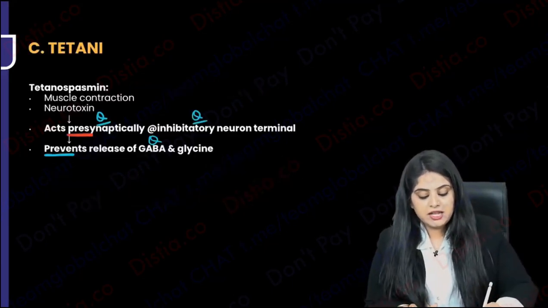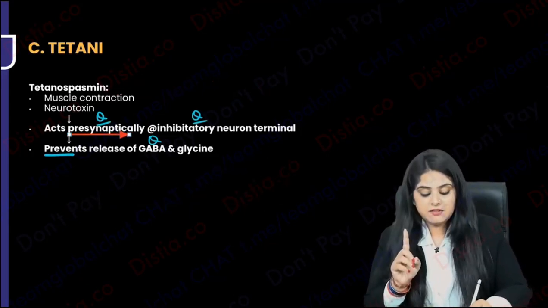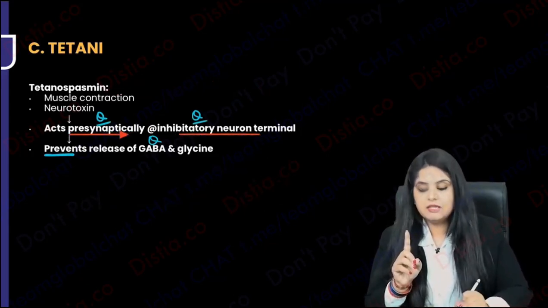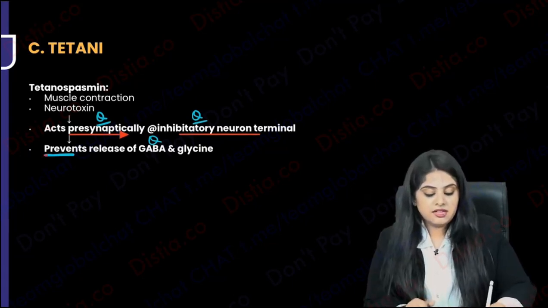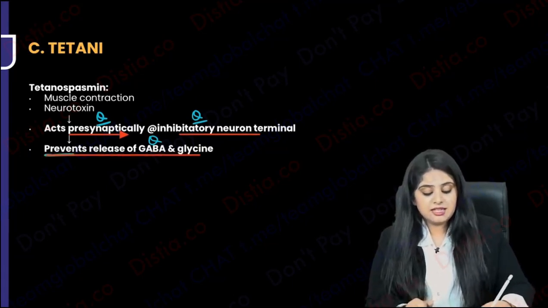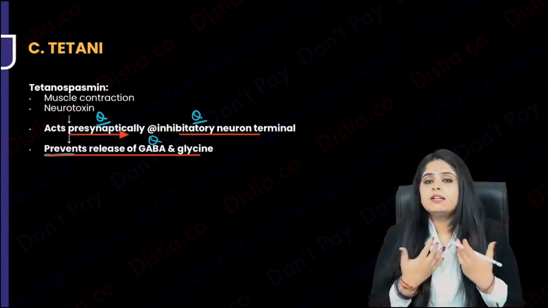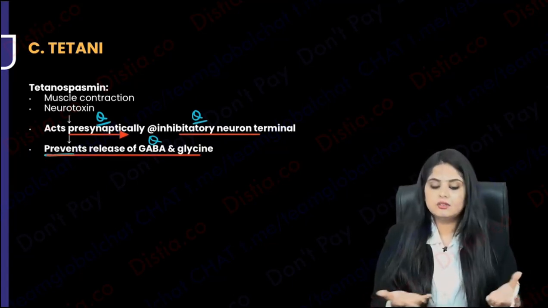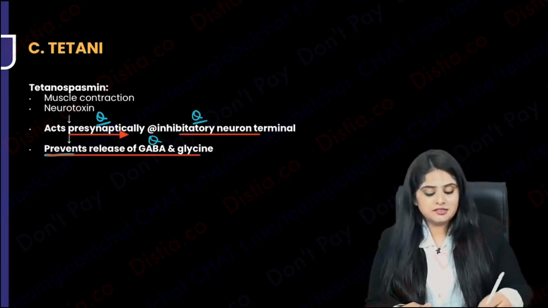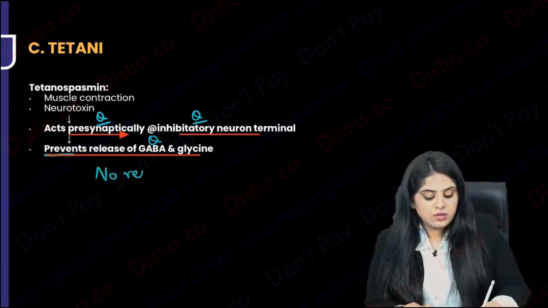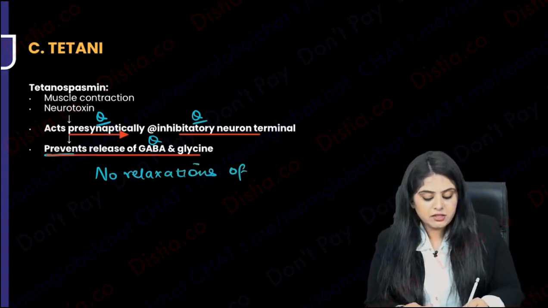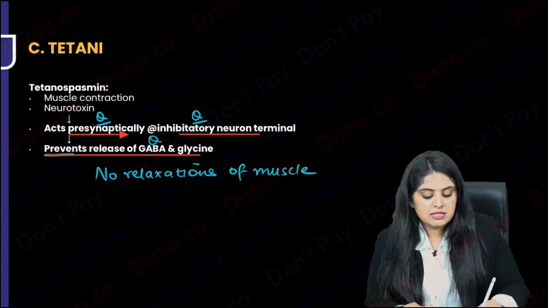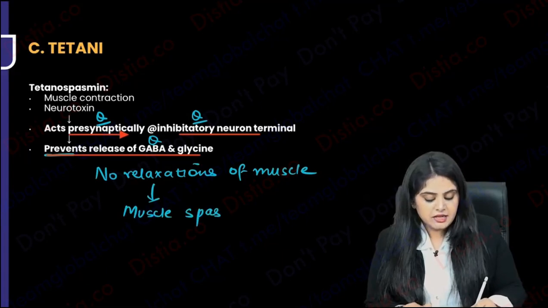It is gonna act where? It's acting presynaptically. At which neurons, guys? It is acting at the pre-inhibitory neuron terminals, prevents the release of what? GABA and glycine. What do GABA and glycine do in all of us? Relaxation. These people don't have GABA and glycine. So basically there is no relaxation of the muscles that will happen, and that is why the muscles are always in the spasmic state. That is why there is a muscle spasm that has occurred over here.